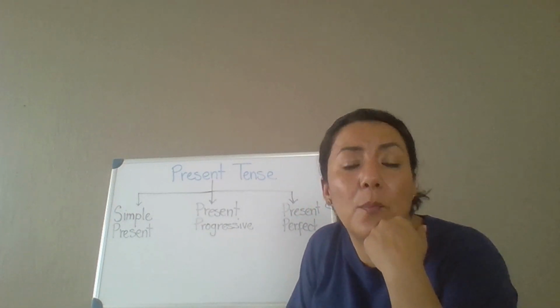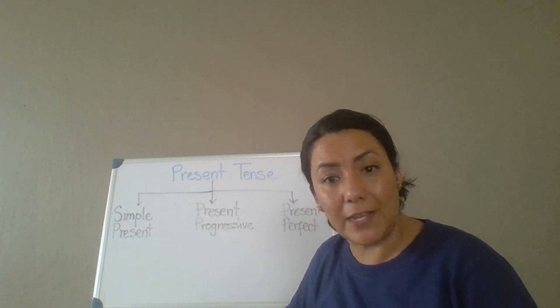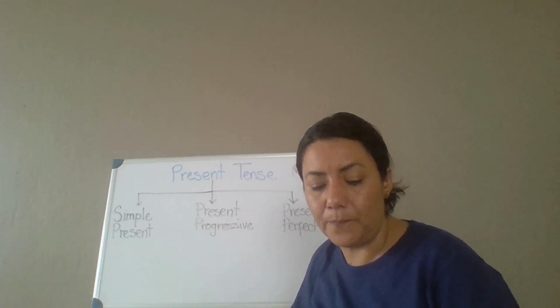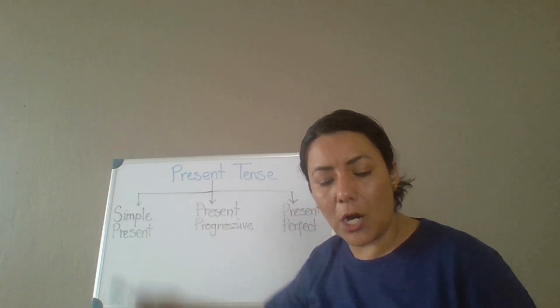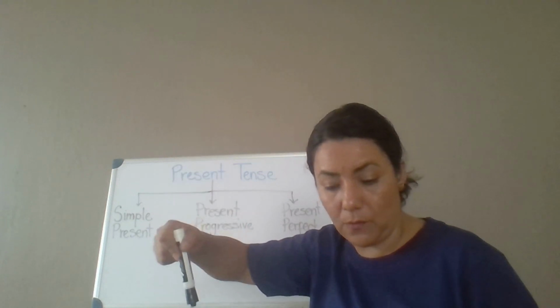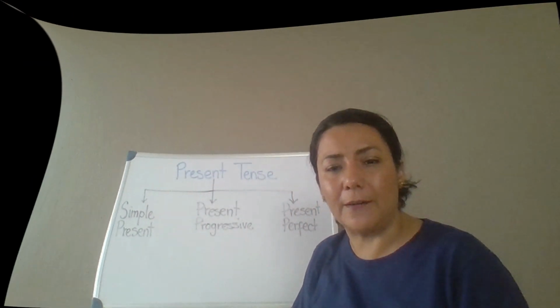She runs every morning. The next tense is present progressive tense. The second one. It says verbs describe actions that are happening right now. And the example there is she is running this morning.